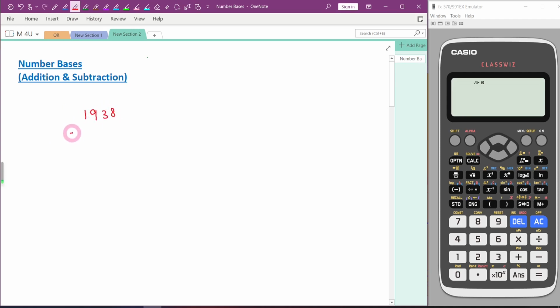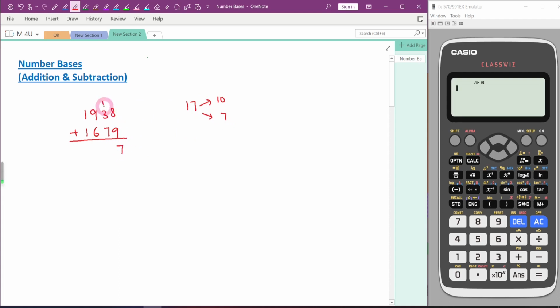1938 plus 1679. Okay, so this is in base 10. If I do not write any small number here, it means that this is in base 10. 8 plus 9, you will get 17. But do we write 17? No, right? 17 is equal to 10 plus 7 because this is base 10, right? So we only write 7 and the 10, we add 1 over here.